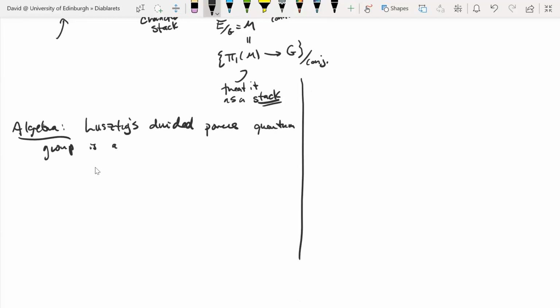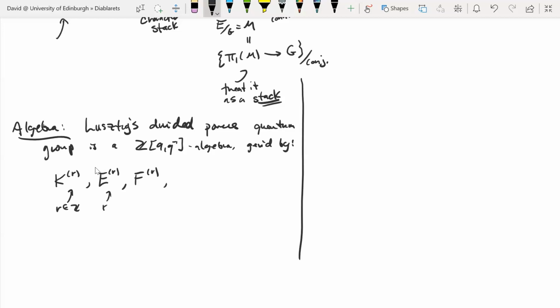So it's an algebra over Z adjoin q, q inverse, and it's generated in the following way. It's going to be a variant of the presentation of the quantum group you've seen before. So it has generators called K_r, E_r, and F_r, where here the r is in Z for K, and here the r's are in Z greater than or equal to 0.